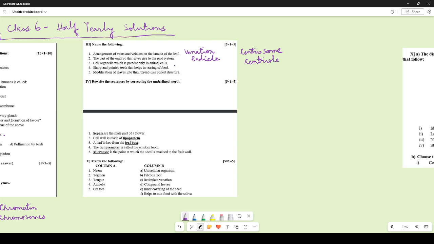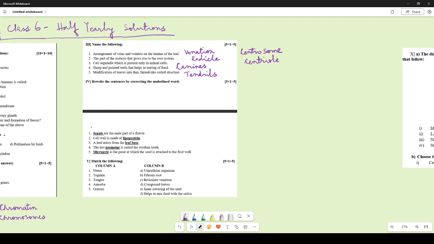Sharp and pointed teeth that help in tearing of food are canines. The spelling should be correct. Canine or canines? C-A-N-I-N-E-S. Modification of leaves into thin thread-like coiled structures are tendrils. The spellings, you remember, these are one word answers and 1 mark answers. If the spelling is incorrect, you get a 0.